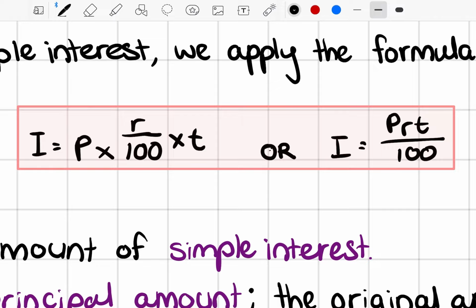This one is on simple interest. What you're seeing right now is the formula for simple interest. I equals P times R divided by 100 times T, or you can put them all over 100. So if we go look at our examples, we need that formula.